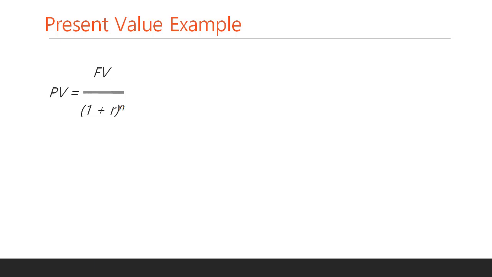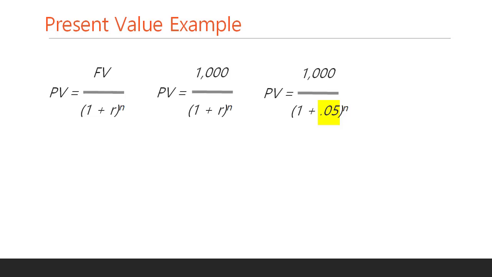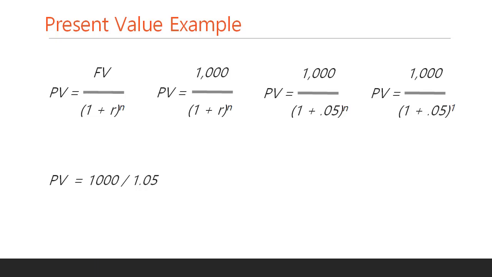So now we'll go ahead and put these numbers in the formula. The future value is $1,000. That's what we need to pay in the future time. The R, or the interest rate, is 0.05. And the N is 1 year. Now we'll do the math. We can simplify this equation to PV equals 1,000 divided by 1.05. If we divide that, we get $952.38.